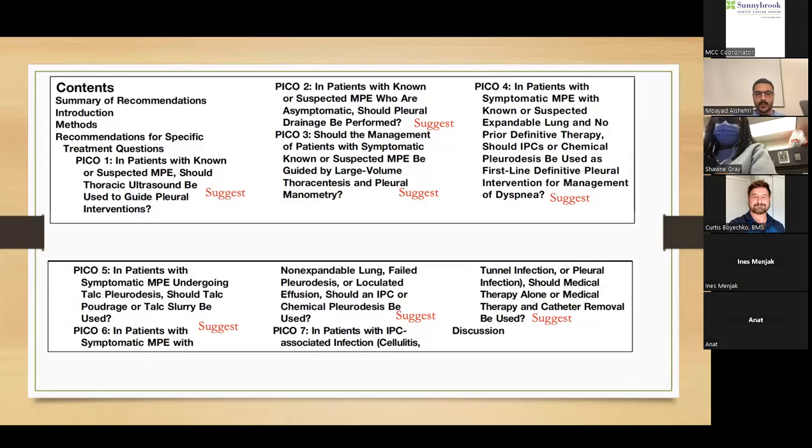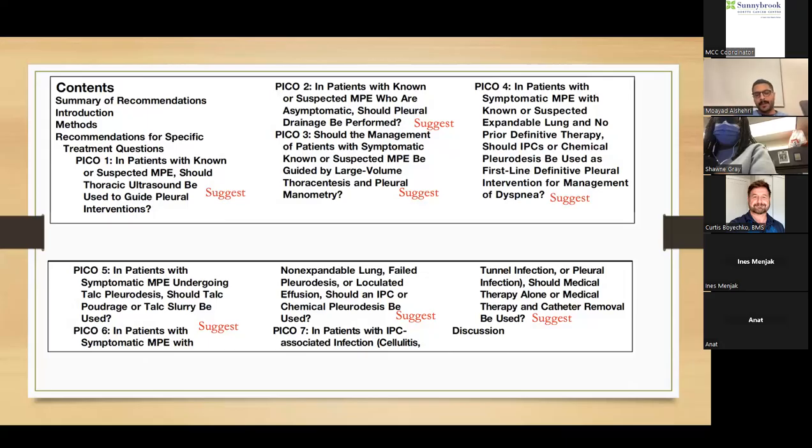Question 6, in patients with symptomatic malignant pleural effusion with non-expandable lung, failed pleurodesis or loculated effusion, should you go with IPC or chemical pleurodesis? So this is as opposed to question 4, when they said you have an expandable lung. And I like the formula of this PICO because it actually gives you the indications of doing IPC over talc, which is non-expandable lung, failed pleurodesis. So someone who had an expandable lung, you tried talc and it failed, or someone who had loculated effusion.